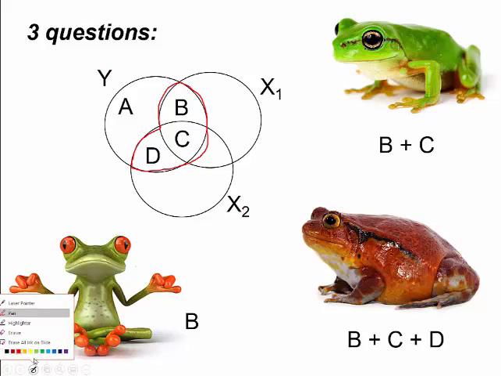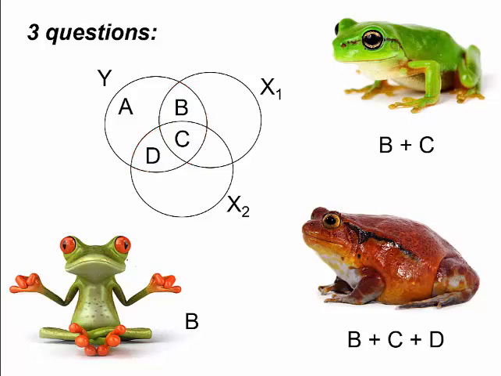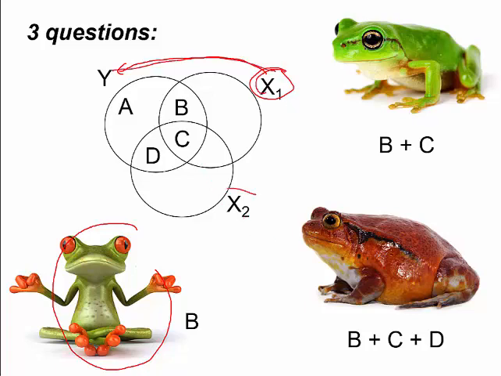And then our third question, represented by this meditating frog down here, was to what extent does each predictor explain variance in y, controlling for the other predictors in the equation? So to what extent does x1 explain variance in y, controlling for x2? And so for example, that would be represented by area B in our Venn diagram up here.